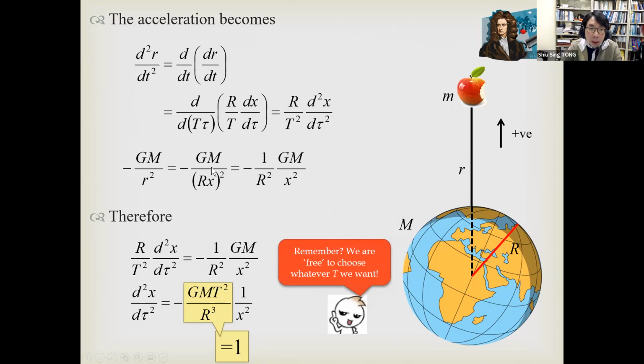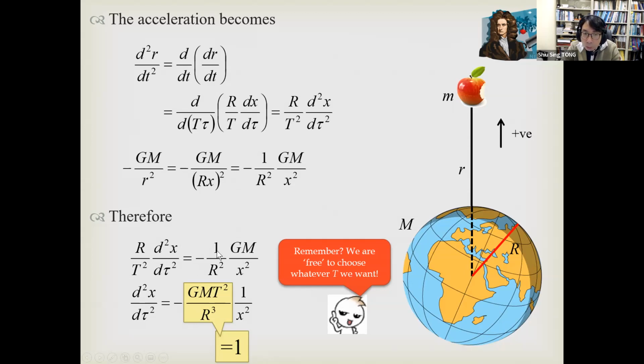And we also can modify the term on the right. It's GM over small r squared, but small r squared is big R squared x squared. So now it becomes 1 over big R squared, GM over x squared. Now, we put everything back into the equation. The acceleration can be written in x and tau now, and the term GM over r squared is now written in terms of x.